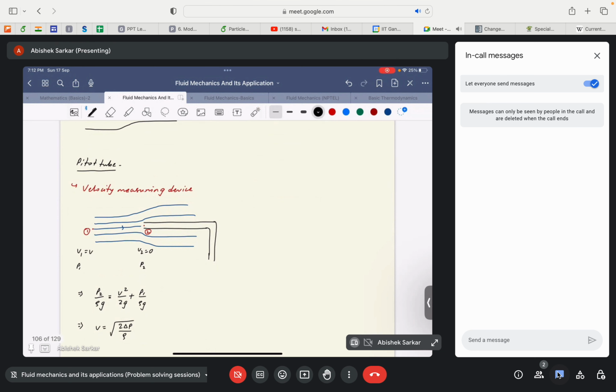But the venturimeter and orifice meter are used to measure the flow rate. Okay.